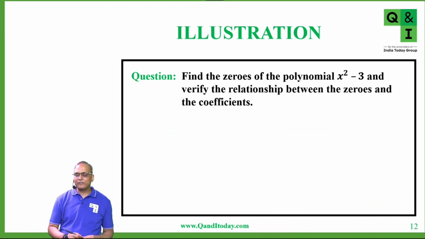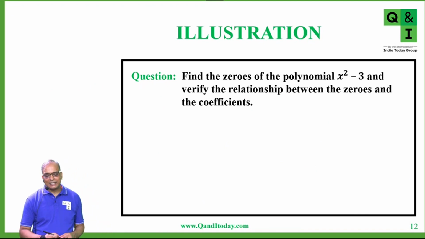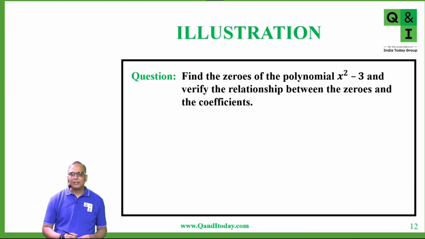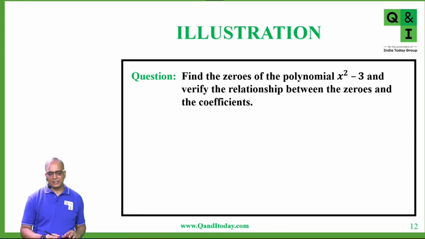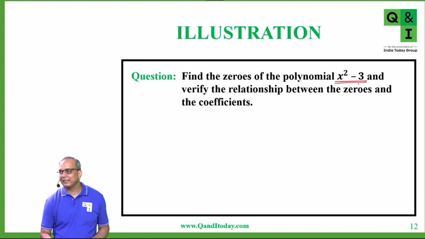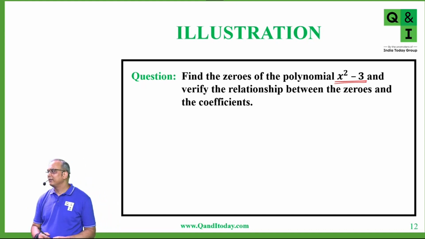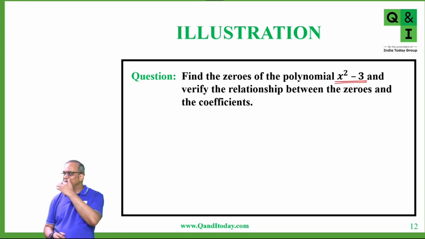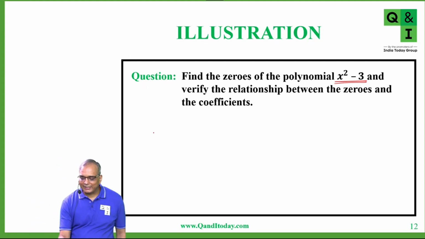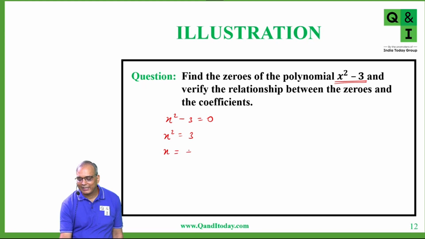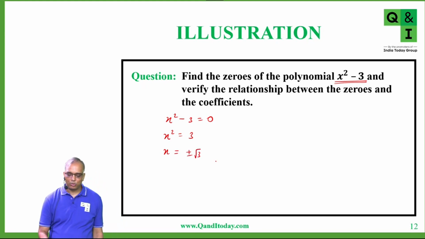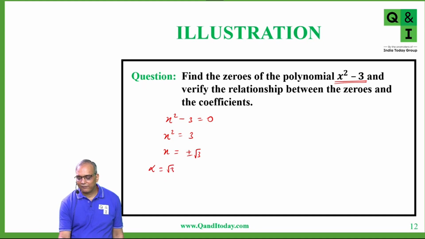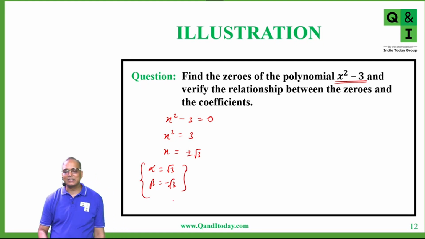You have to find the zeros of the polynomial x square minus 3 and verify the relationship between zeros and the coefficients. So first of all, please tell me the two zeros. What are the zeros of x square minus 3? Yes, Raghavi, correct. Zeros of this polynomial are root 3 and minus root 3. How do you get it? Equate it to 0 and solve it. x square minus 3 is equal to 0, so x square is equal to 3, or x is equal to plus minus root 3 when you take the square root on both sides. So one zero, alpha, will be root 3 and the other zero, beta, is minus root 3.